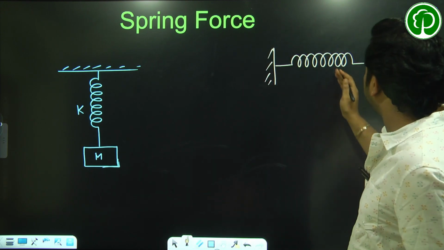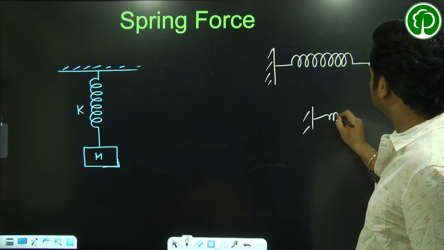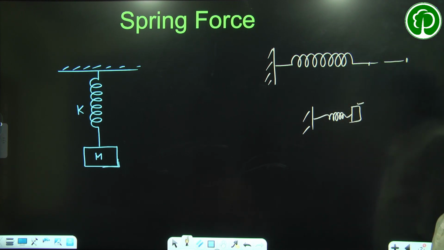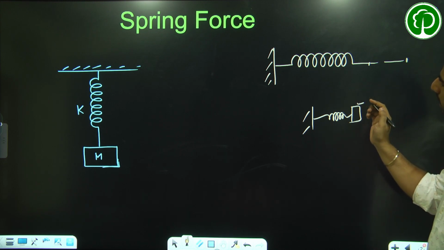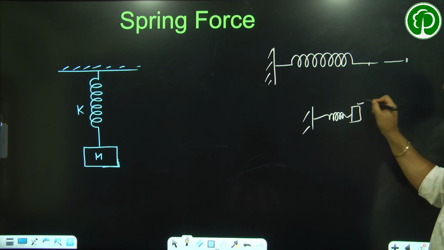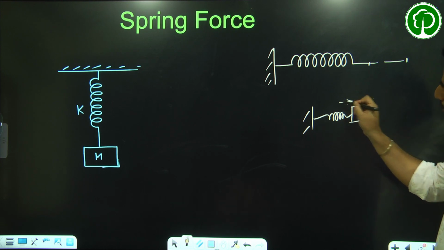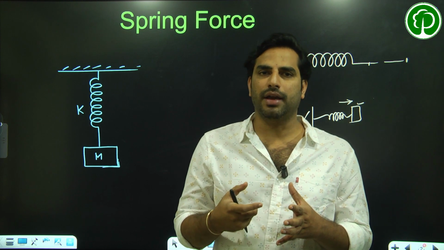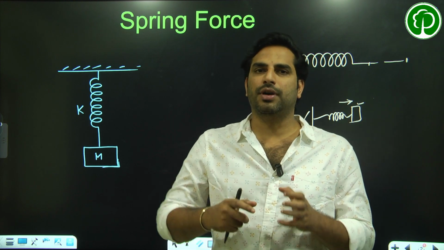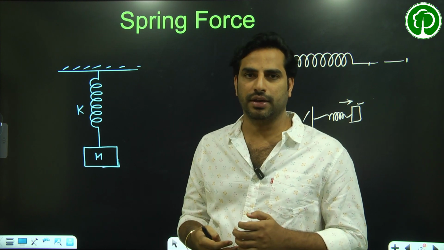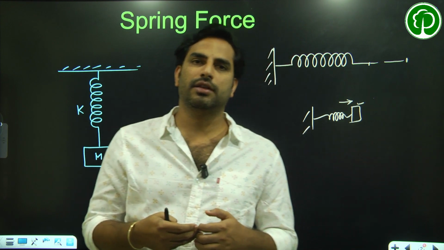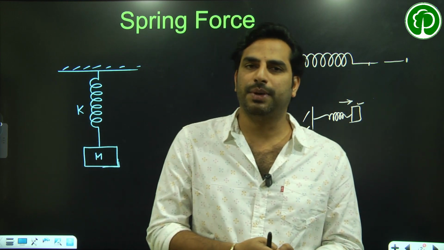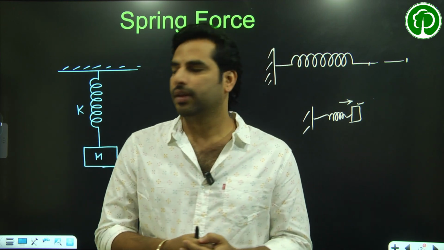Suppose you are compressing the spring, if you're pressing the spring inwardly like this, then the spring is trying to come back to its natural length. So the spring force will be a pushing force in this case. So the direction of spring force is decided by the factor that you have compressed or elongated the spring. If you have elongated, the spring force is a pulling force. If you have compressed, the spring force is a pushing force.